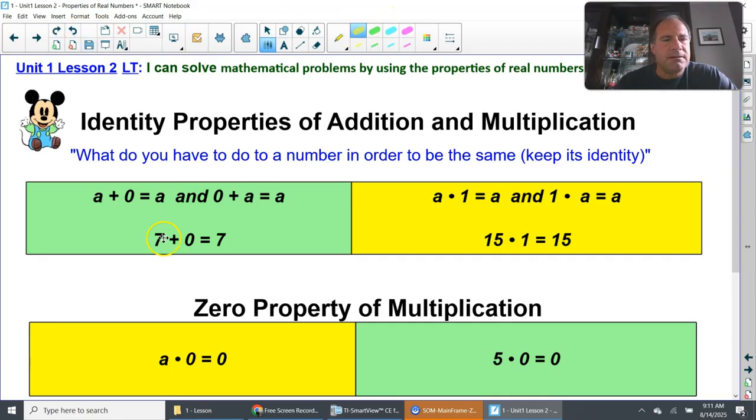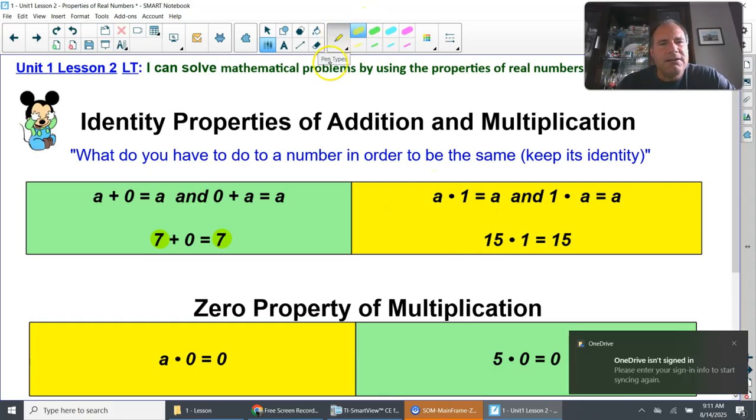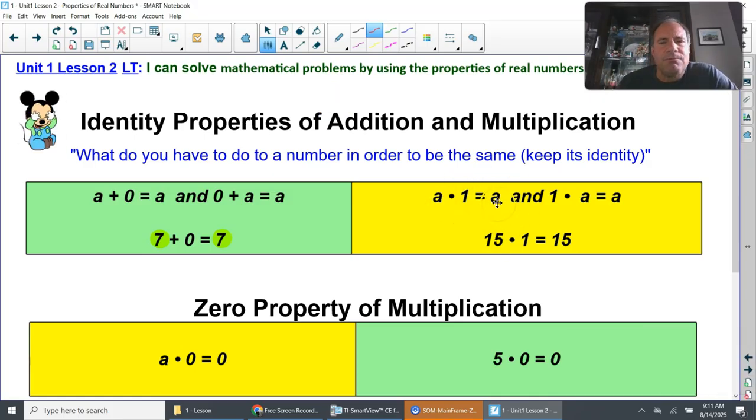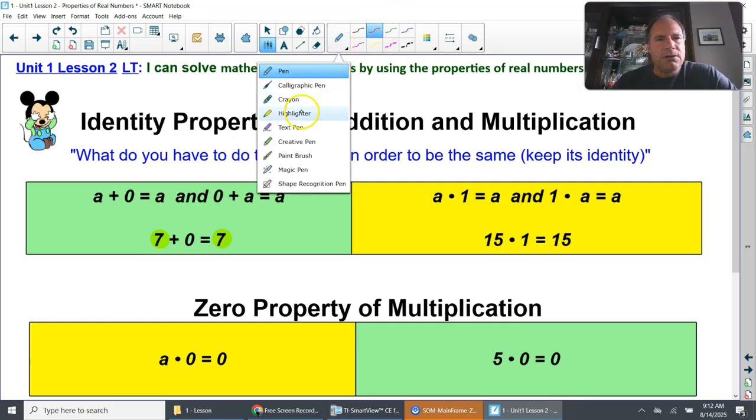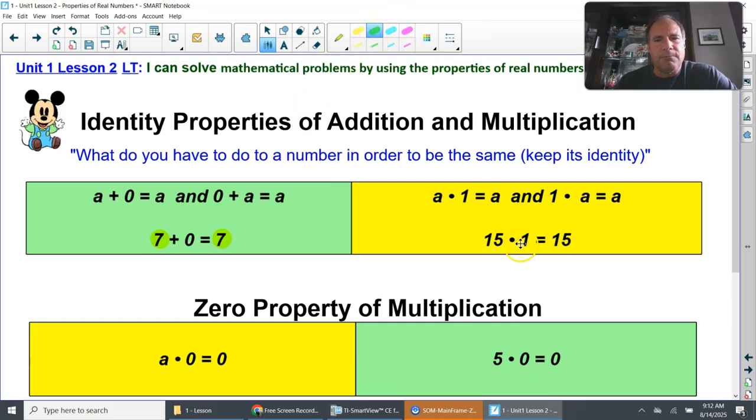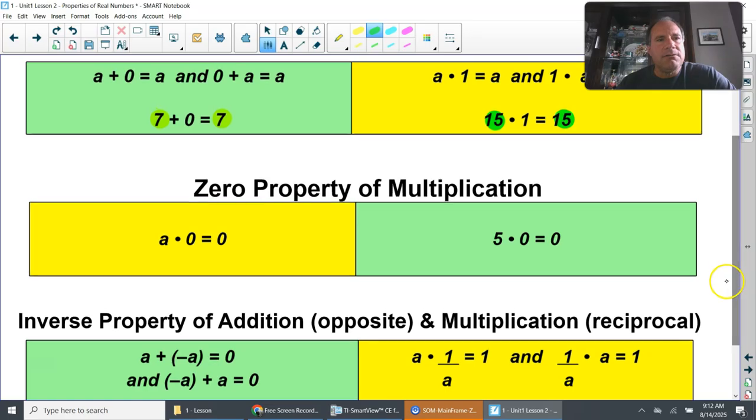You're starting with this one number, and you're ending with that same number. All right. So this one right here, you're going to talk about multiplication. Multiplication is a times 1 equals a, and 1 times a equals a. You start with a, you end with a. It's identity property. We're identifying what that number is. All right. So starting with 15, ending with 15. Identity property.